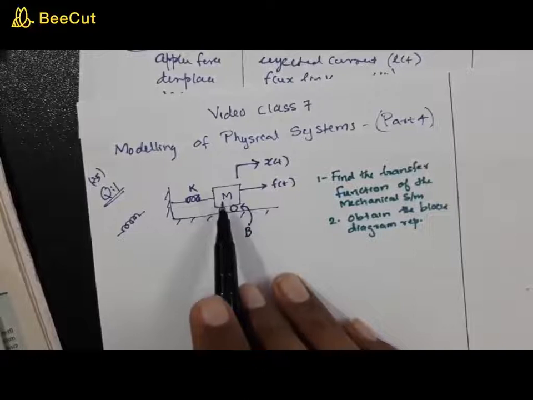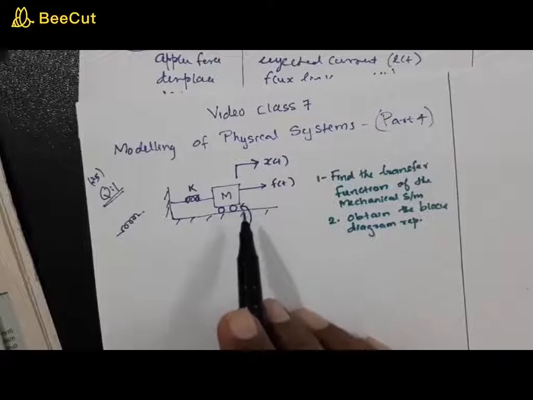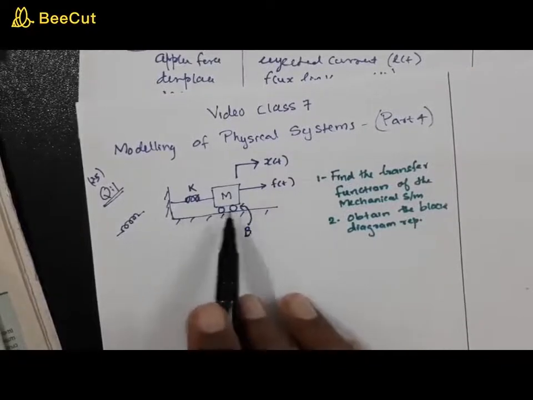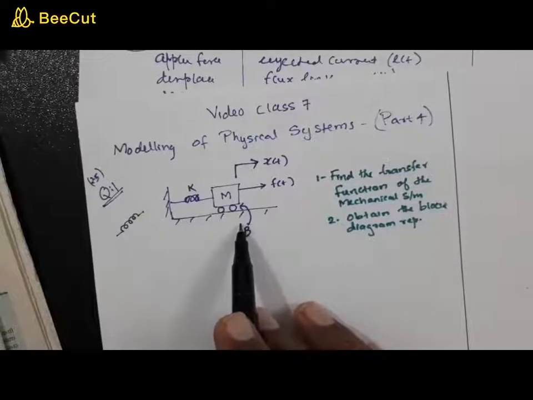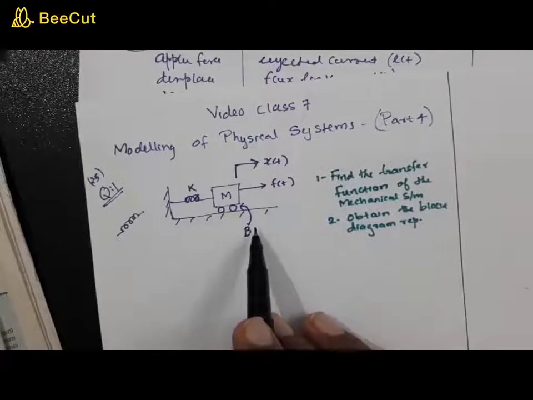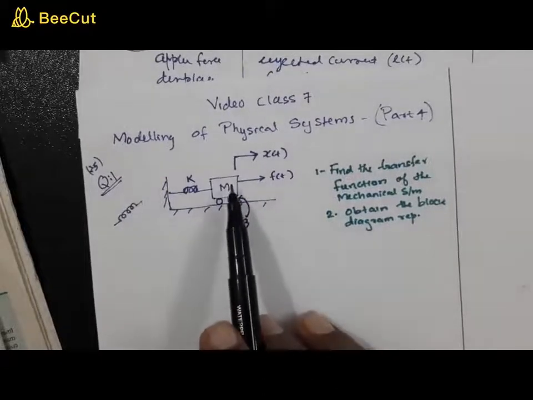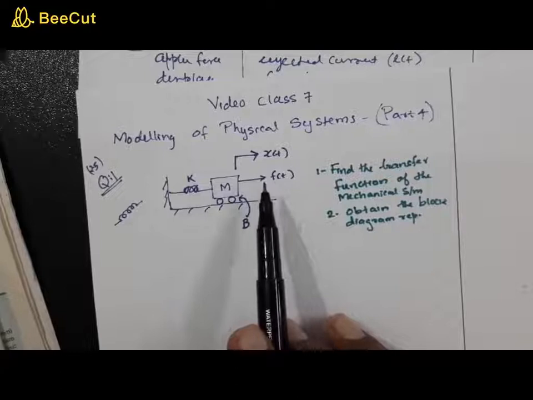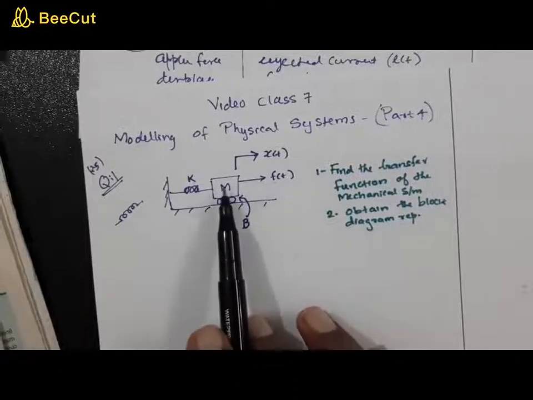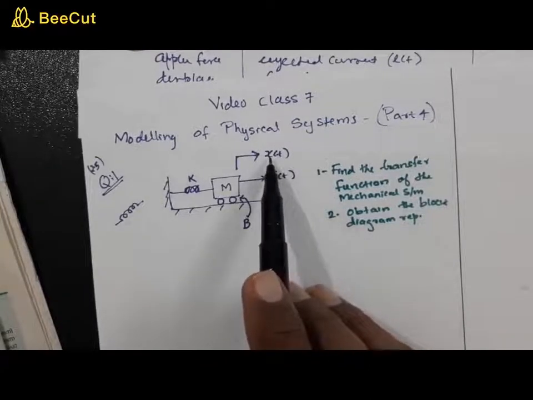The mass attached to it has mass M, and this mass is on a surface. This is showing the surface, and this surface offers a frictional force, and the frictional force coefficient is represented by the letter B. Now, a force is applied on the mass. So when f of t is applied on the mass m, that will result in a displacement x of t.